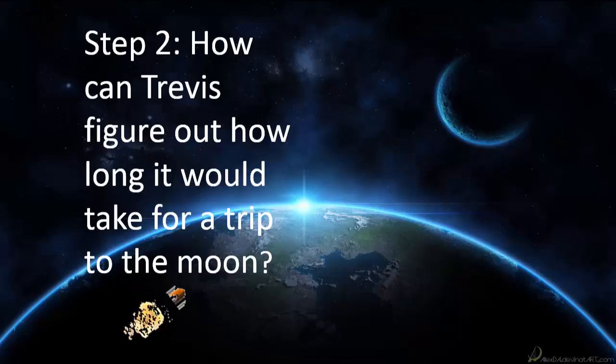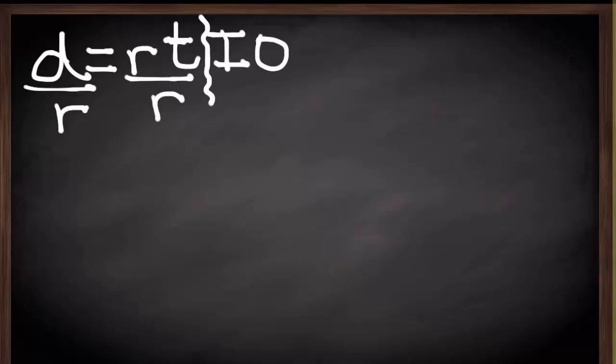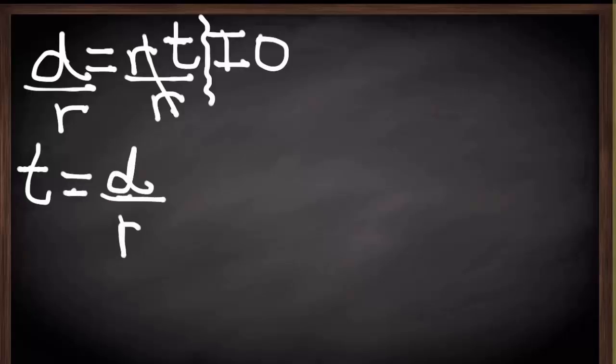Step 2. How can Travis figure out how long it would take for a trip to the moon? We learn from science that the distance formula is distance equals rate times time. We do know our distance and we do know our rate, but what we don't know is the time. So in order to figure out the time, we would do inverse operations, I'm just going to write IO here for inverse operations, and we're going to divide both sides by the rate. Therefore, to figure out how much time it would take him to travel to the moon, you would just simply divide the distance by the rate.